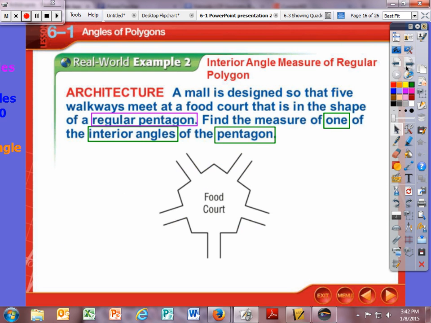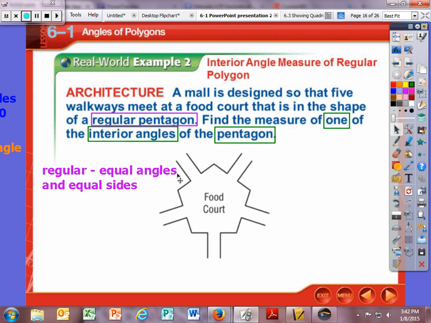All right, let's take a look at this one. The question's a little bit different, so let's see how it's different. A mall is designed so that 5 walkways meet at a food court that is in the shape of a regular pentagon. Find the measure of one of the interior angles of that pentagon. Keywords are circled for you there. Regular pentagon. Please remember that regular means equal angles and equal sides.